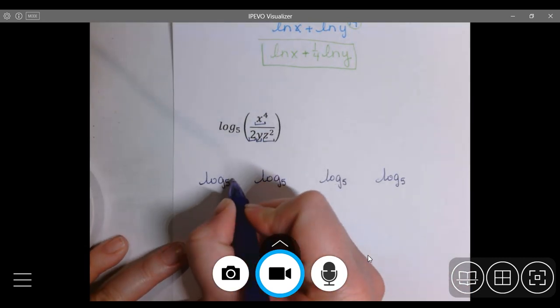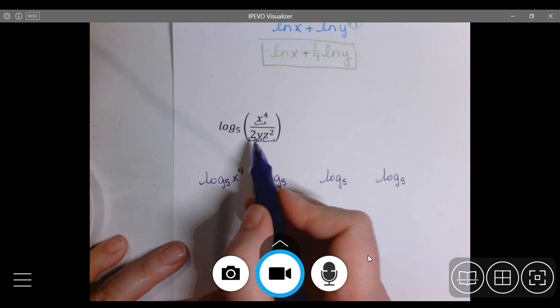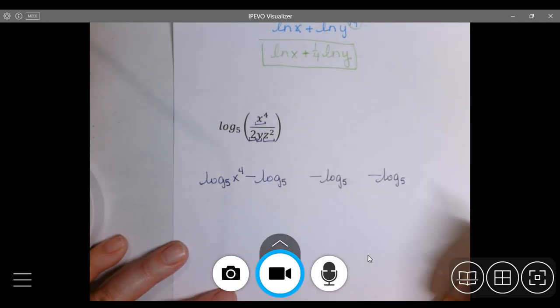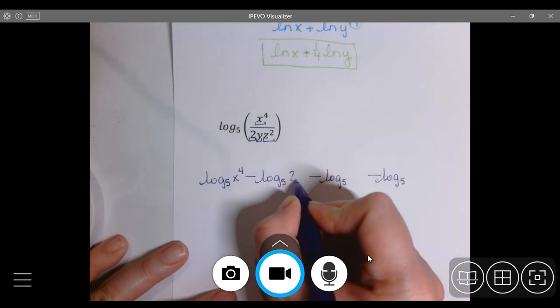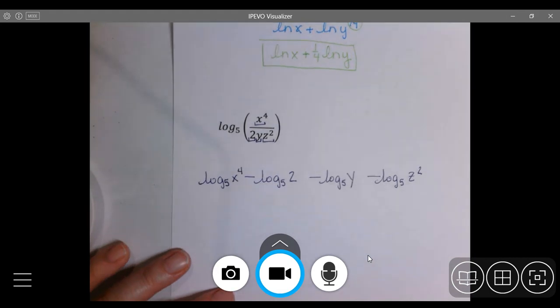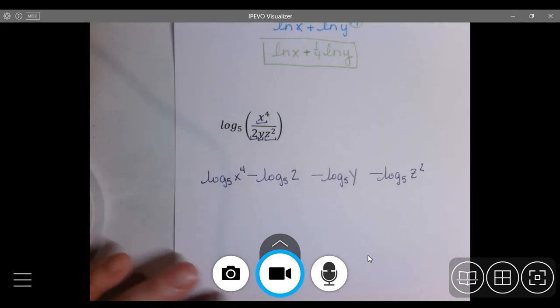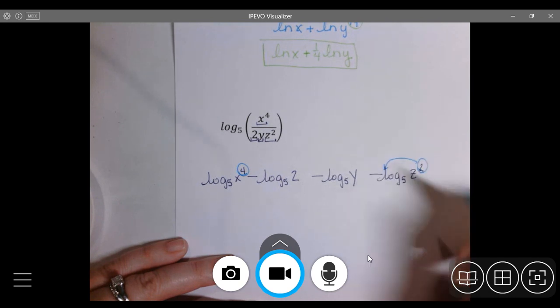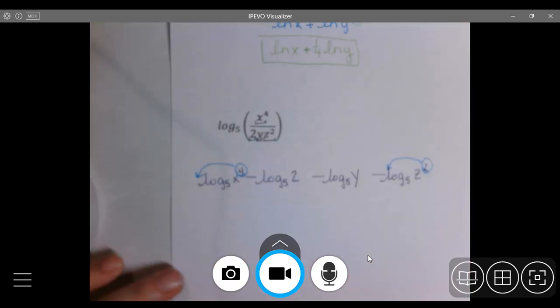So on the top, I have x to the 4th. All the rest of these are on the bottom, so all of the rest of these will be minuses. So here, I'm going to have a 2, a y, and a z to the 2. Then I look at these exponents. All right, if I have exponents, they drop out in front of the one that they're on.